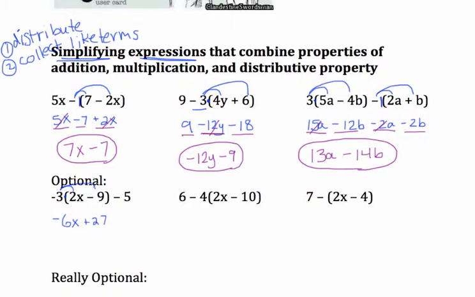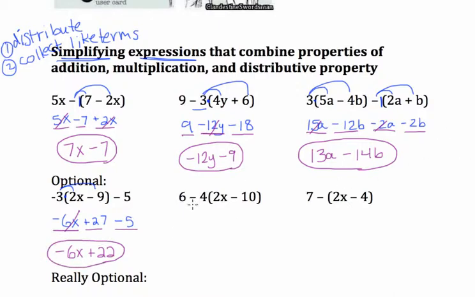Notice I don't multiply the negative 3 times the negative 5 because it's not in the parenthesis. You only distribute that 3 to what's in the parenthesis. So the negative 5 just comes along with us. Now add your like terms. Negative 6x is the only variable term. Now my constant terms, positive 27 and negative 5. It's positive 22. Negative 6x plus 22.